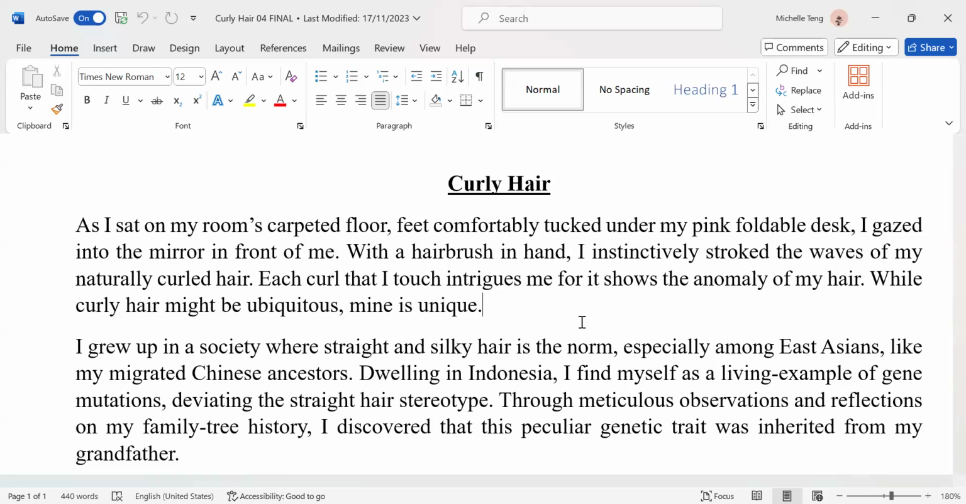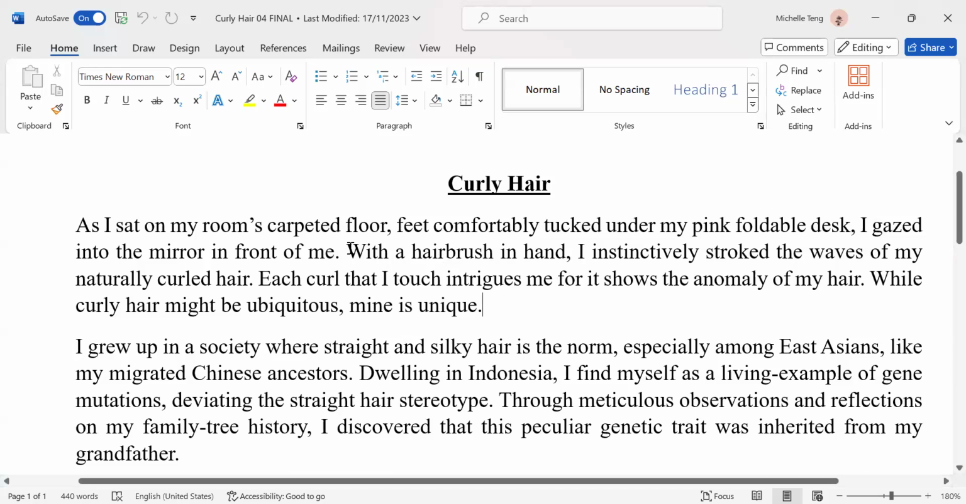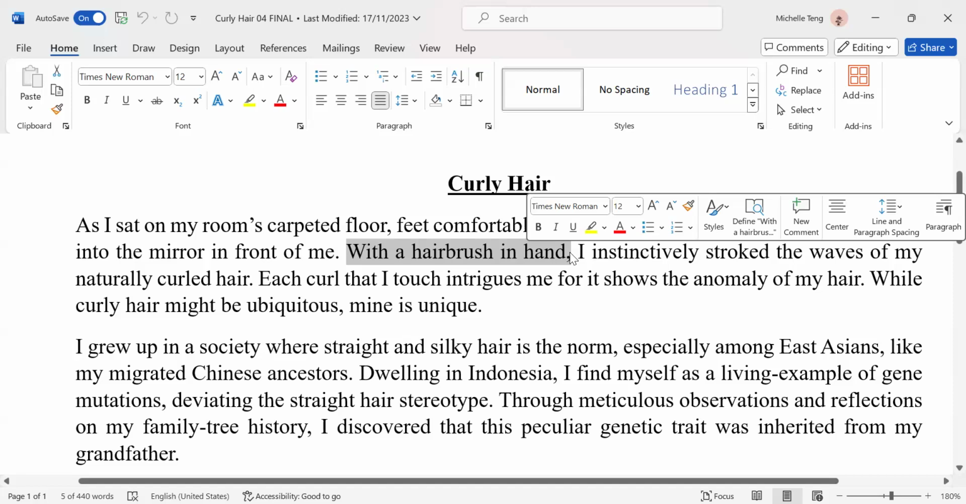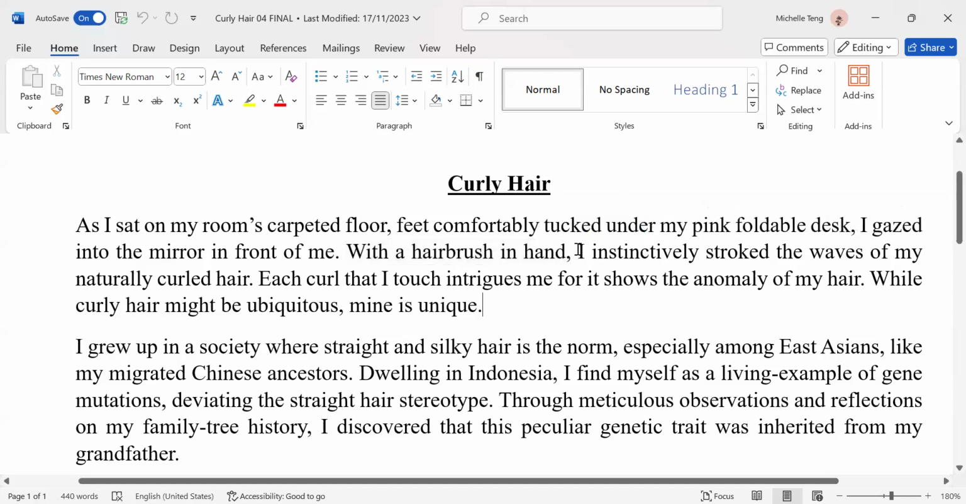I'm going to go more through it next week, but for now, I'm just going to discuss the first paragraph. "And with the brush in hand, I instinctively stroked the waves of my naturally curly hair." With the brush in hand, technically, this is a weak clause. It cannot stand on its own. It needs a strong clause, which is "I instinctively stroked" until "curly hair." This is the strong clause. And again, like I said before, when we connect a weak clause with a strong clause, we need to add a comma if the weak clause goes first.